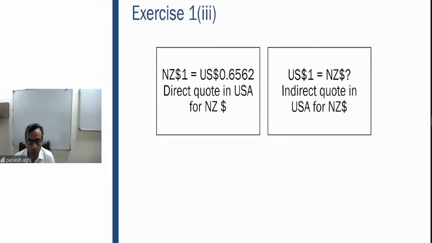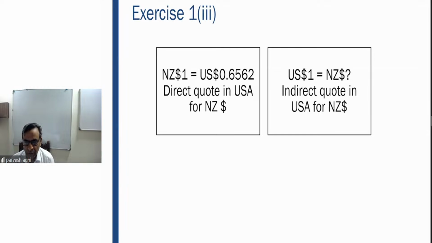Now, 1 New Zealand dollar is equal to so many dollars. So this is the direct quote of what? The US. How do we find out? Look at the right-hand side. Why am I repeating again? Many of the students may be joining late, so if they have missed out, it's for their benefit that I'm explaining. If you have to find out which country a direct quote belongs to, look at the right-hand side. It is the US dollar. So this is the direct quote of buying 1 New Zealand dollar in terms of US dollars.